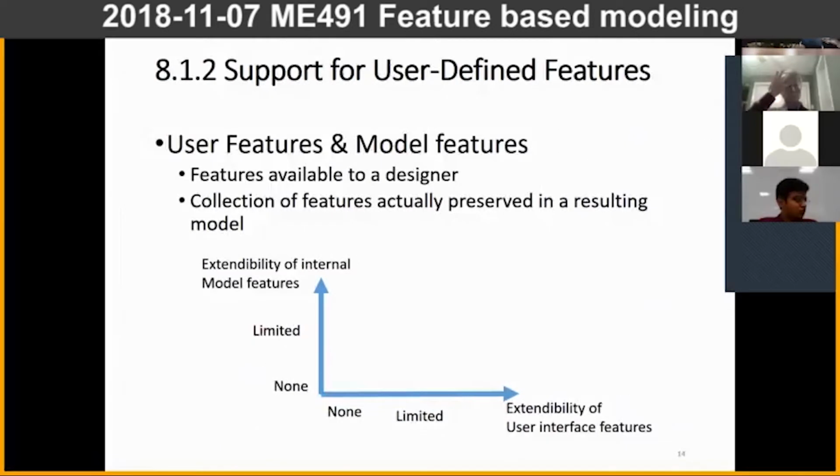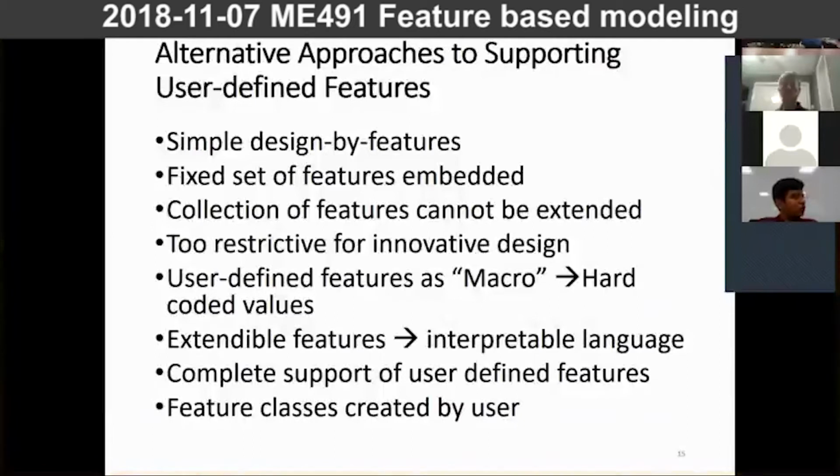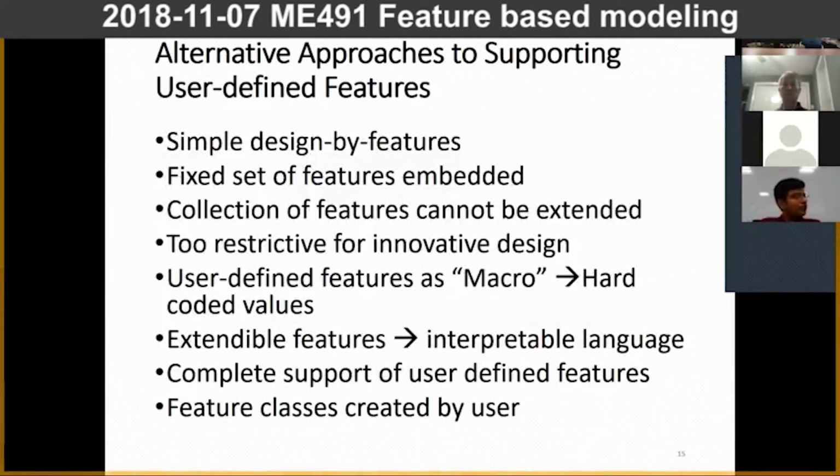As you can see the graph here, extendability of the user interface features is at one extreme, and extendability of internal model features is another extreme. So I will explain this later after this slide. So, alternate approach to supporting user-defined features. Here I will explain in more detail.